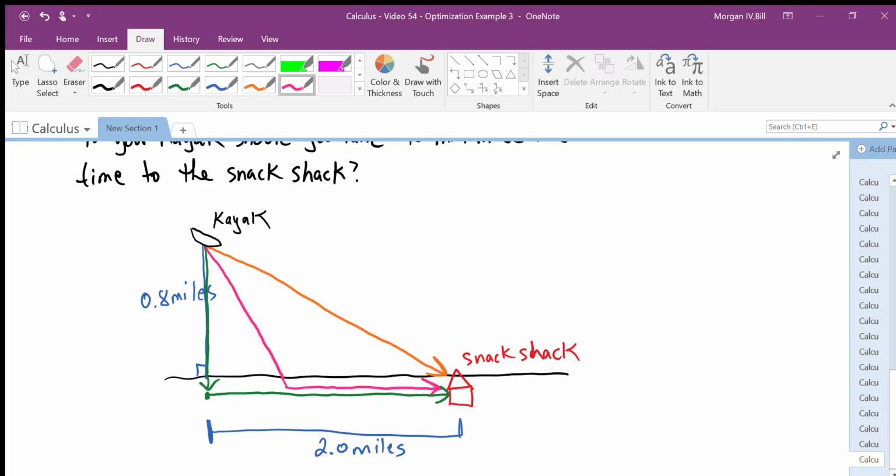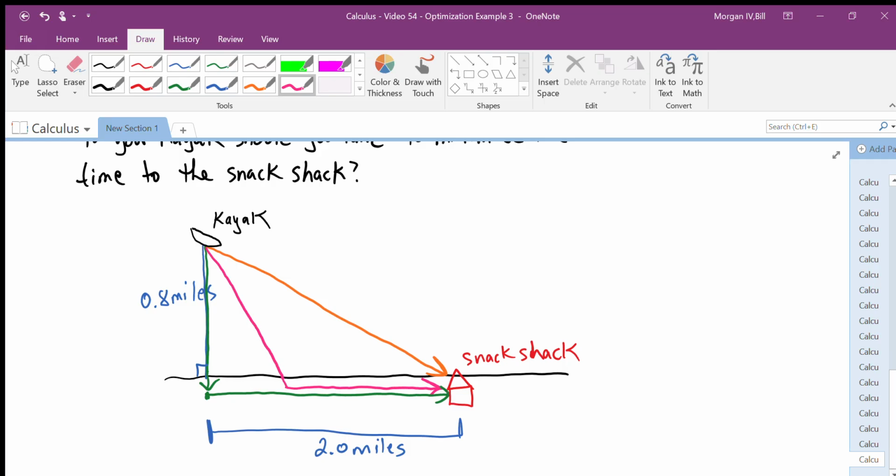It's longer than the orange, but you spend more time walking, which you do at a faster rate. Right? And so is the one that makes the shortest time straight to shore in green here and then walk over, because you can walk faster than you can kayak, straight from the kayak to the snack shack, all kayaking, no walking, shorter distance, but you're not using the faster walking, or somewhere in between? That's the question.